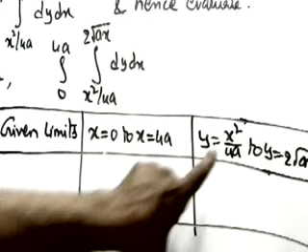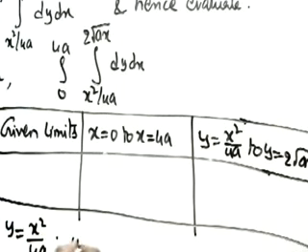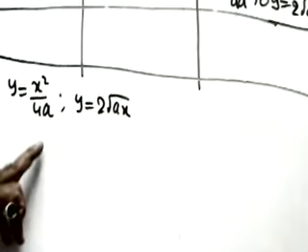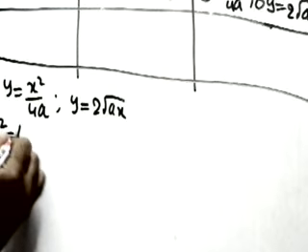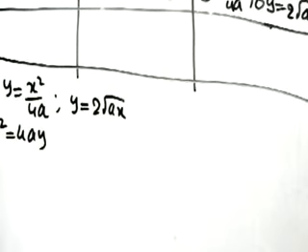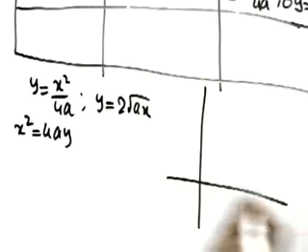For that, let me first see what is given. We have to take these graphs. One is given as y equals x square by 4a, and another is given as y equals 2 root ax. Now see here, we already saw this value, but bring it here. That means actually this is x square equals 4ay. Now we know what x square equals 4ay is.